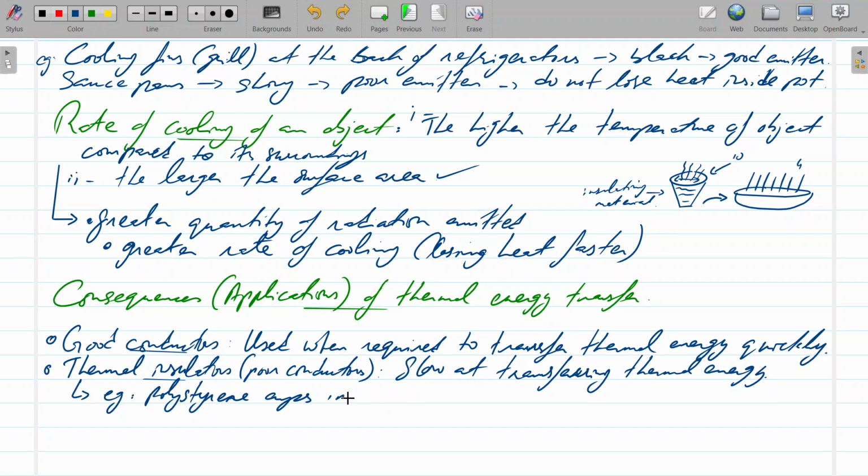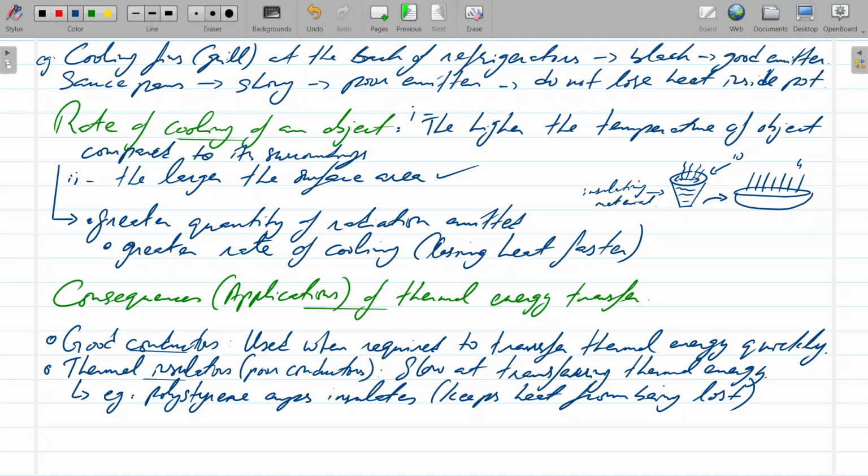So it insulates, right? It keeps heat from being lost, basically prevents heat loss to the outside through the cup. It slows it down. It's not like it completely stops it, it slows it down.